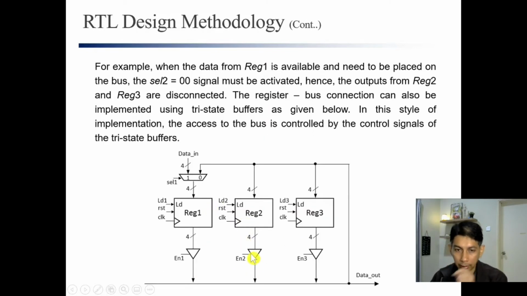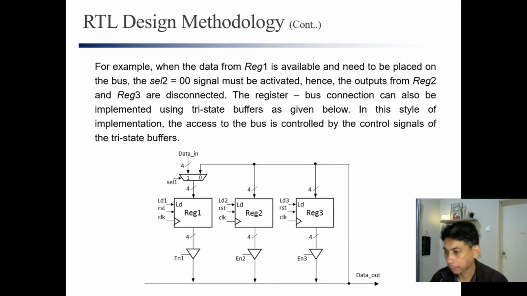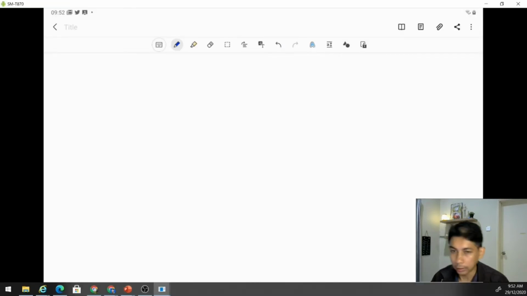Another way is this. We use the three-state buffer to isolate the data from the register to the bus, right? So in this case, for example, if the three-state buffer enable is equal to 0, it means that this wire is not connected to the bus. If enable 1 is equal to 1 and the rest equal to 0, then this one will go to the bus.